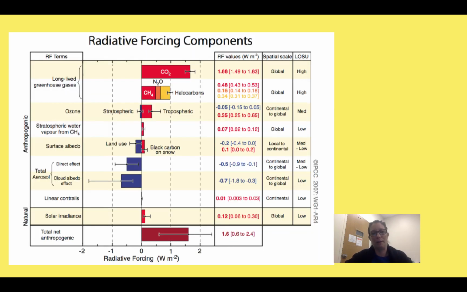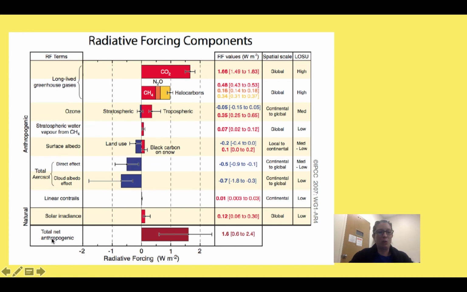Now, this is a graph that we look at to look at the radiative forcing components. This is going to be zero radiative forcing, where, remember I said like a number line, we're getting closer to the larger numbers on the positive side, which are going to have a larger warming effect. We're getting closer to the negative numbers, and the negative would have a cooling effect. So we can see the total aerosol cloud albedo effect has the largest cooling effect in radiative forcing, but CO2 is going to have the largest warming effect, actually.